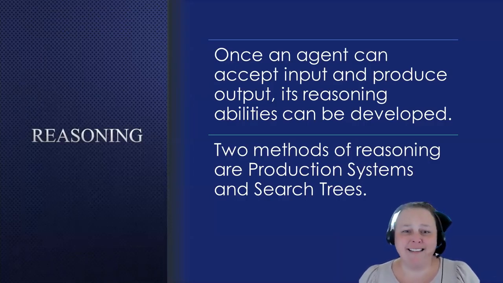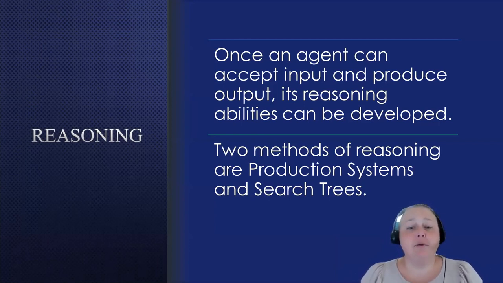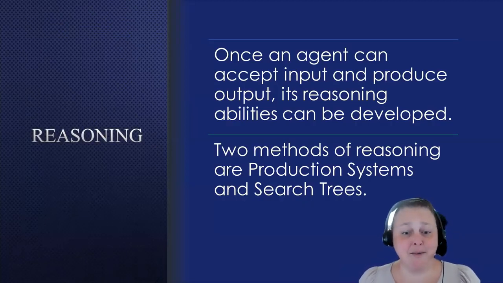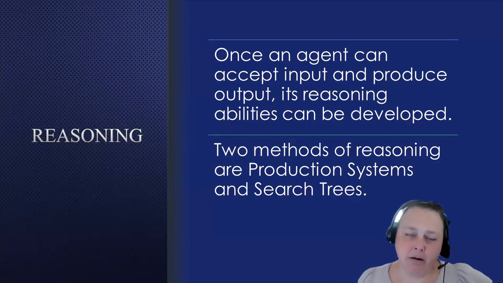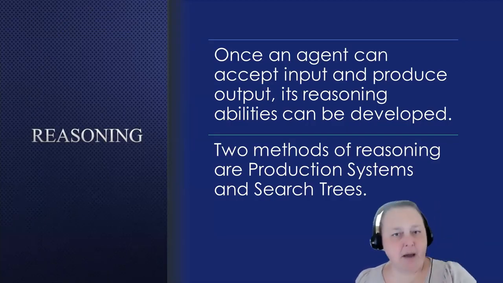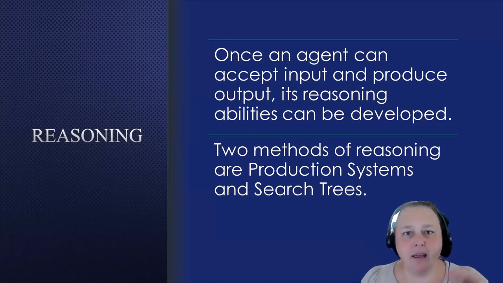Next, we can talk about reasoning. So once an agent can accept input and produce output, what happens in the middle needs to be done, right? And that is the reasoning. Two methods of reasoning that we're going to look at are a production system and a search tree. Remember, we just spoke about the input and we know how to do output. This is the intelligence in the middle that makes the decision on what to do.